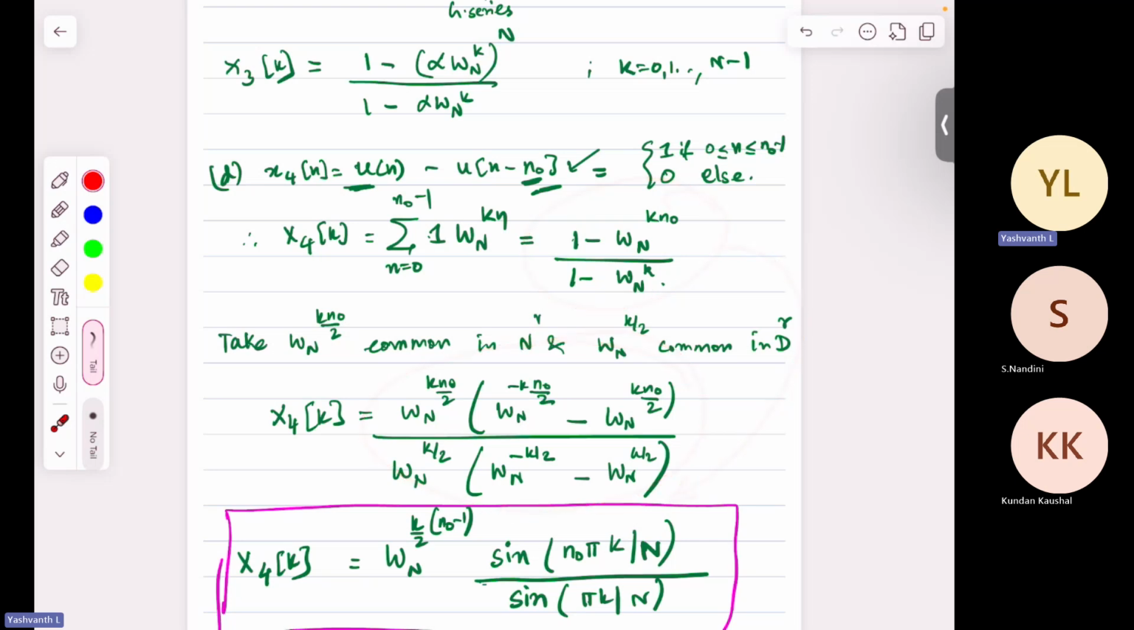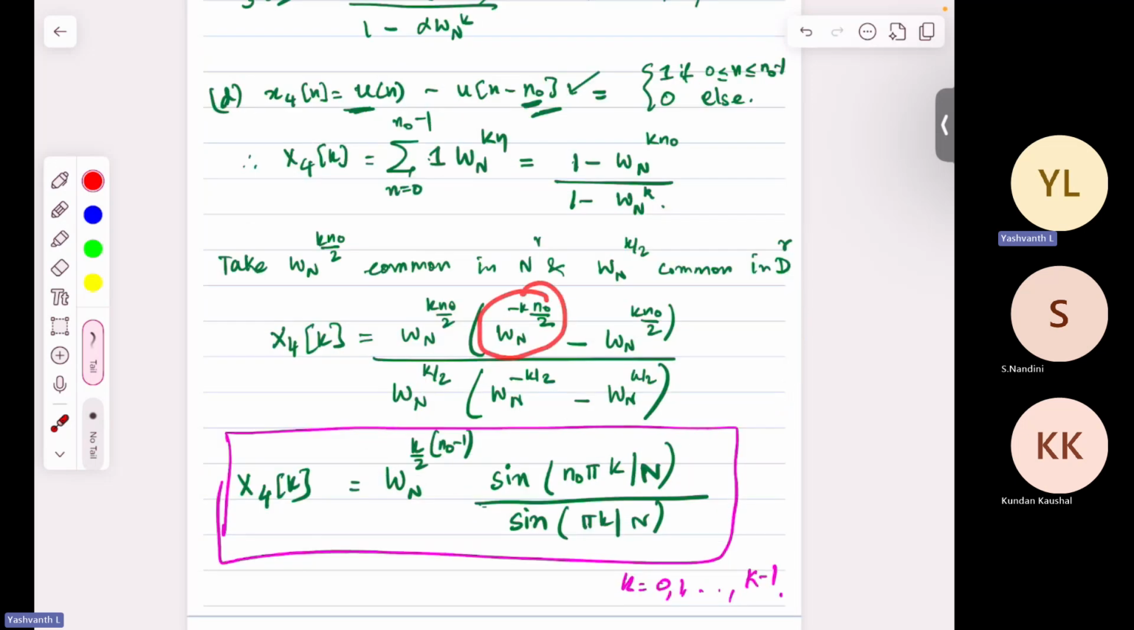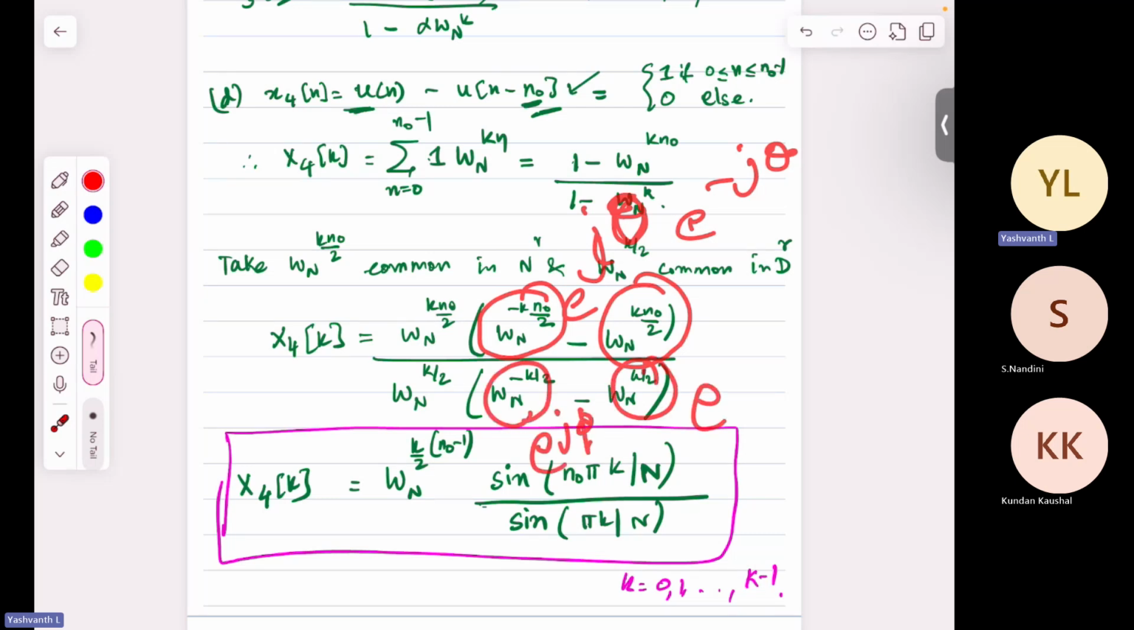Okay, but now what you can show is that this is e power j theta, for some theta. This is e power minus j theta. Similarly, this is e power j phi, and this is e power minus j phi for some phi. Right, so it is basically subtraction of two complex exponentials.